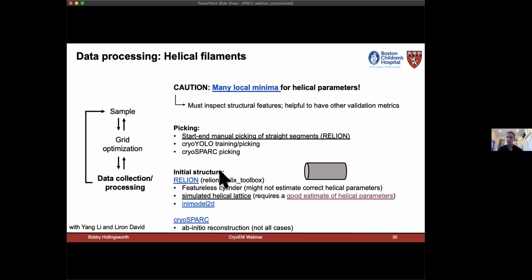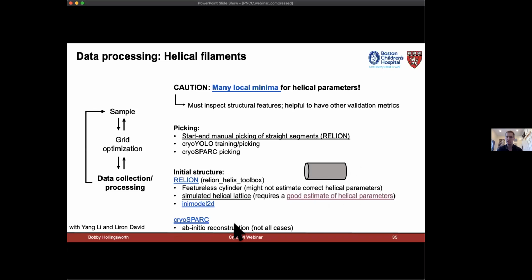Additionally, the initial 3D structure can be really defining in the data processing scheme. We use RELION to generate a simulated helical lattice, which requires a good estimate of the helical parameters. Essentially, it's blobs of density around a simulated helix where you give it the rise and twist. However, these featureless cylinders are also a good way to start. So here's a picture of one, essentially a tube of density. And that comes with the problem that when refining the helical parameters, you might not end up with the correct helical parameter. So it's important to consider these things when going through a project.